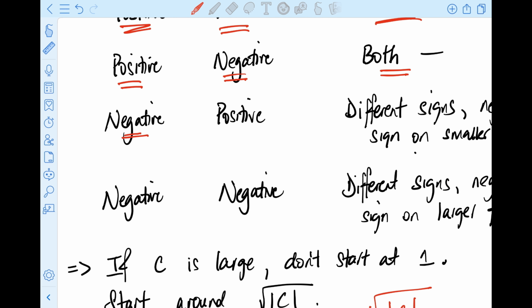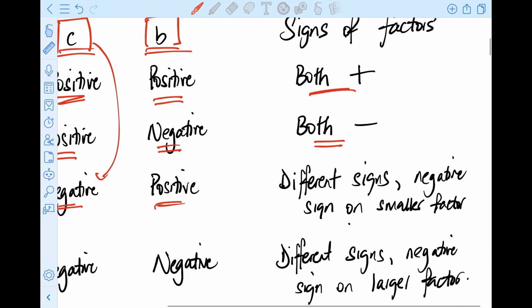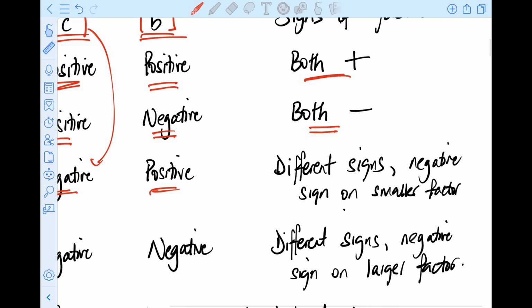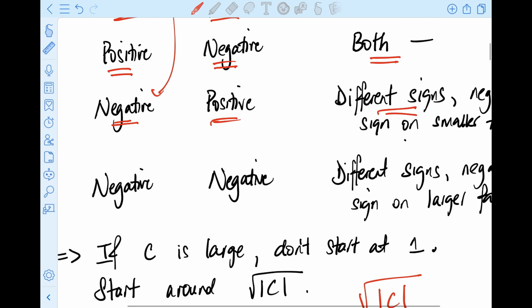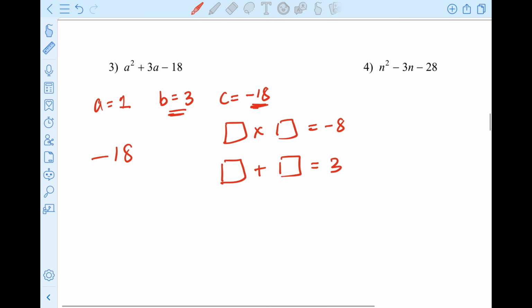So, negative C, positive B means that I'm going to have different signs, but the negative sign is going to be on the smaller factor. So how would I approach this? Since I'm going to have different signs, the negative sign is going to be on the smaller factor. Let's put the smaller factor right here, just negative.